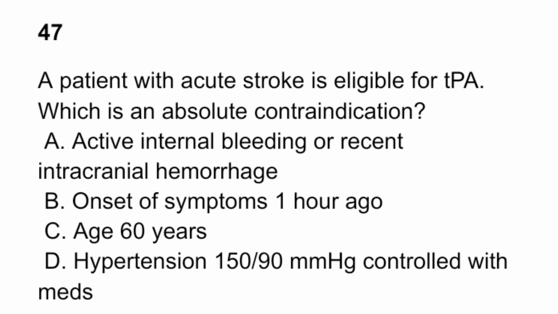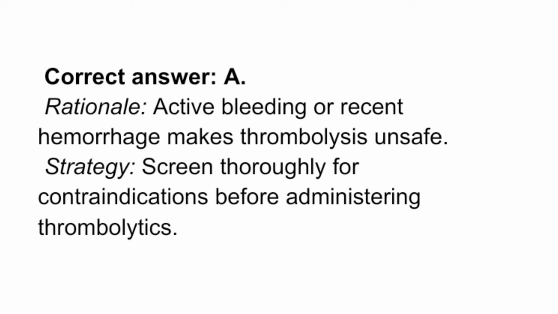47. A patient with acute stroke is eligible for TPA. Which is an absolute contraindication? A. Active internal bleeding or recent intracranial hemorrhage. B. Onset of symptoms 1 hour ago. C. Age 60 years. D. Hypertension 150/90 mmHg controlled with meds. Correct answer, A. Rationale, active bleeding or recent hemorrhage makes thrombolysis unsafe. Strategy, screen thoroughly for contraindications before administering thrombolytics.